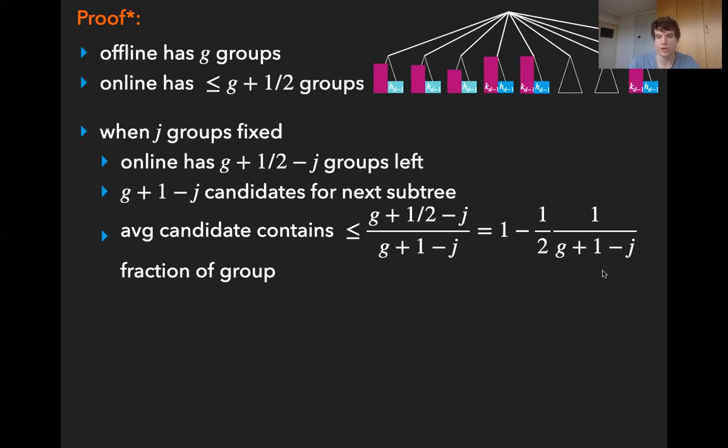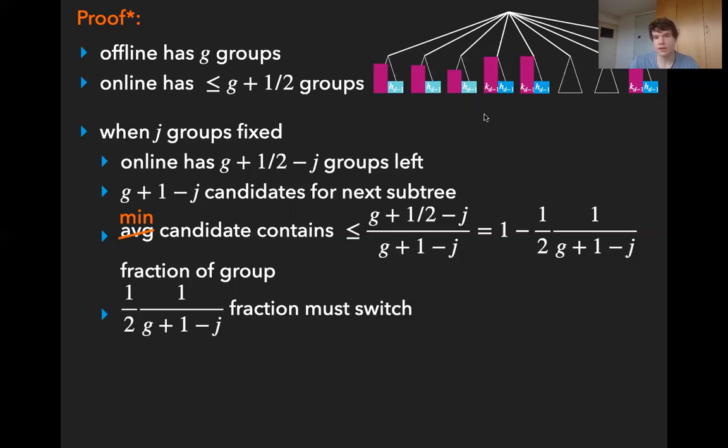So this fraction of a group will be in the average candidate subtree, and therefore at most this much will be in the minimal candidate subtree, where the number of online servers is minimal. And that's the one where we'll next issue requests. So when we issue requests in this subtree, then 1/2 times 1 over G plus 1 minus J fraction of an online group must switch to that subtree. So such a fraction of a group must travel along the top edges.